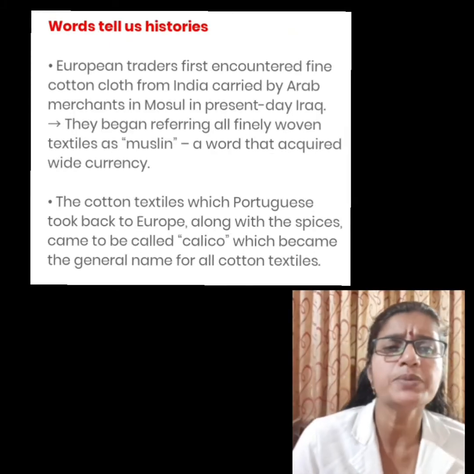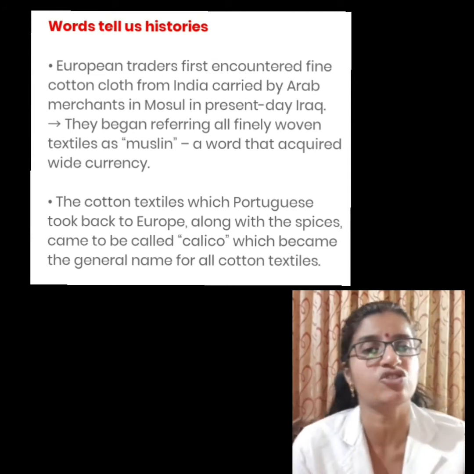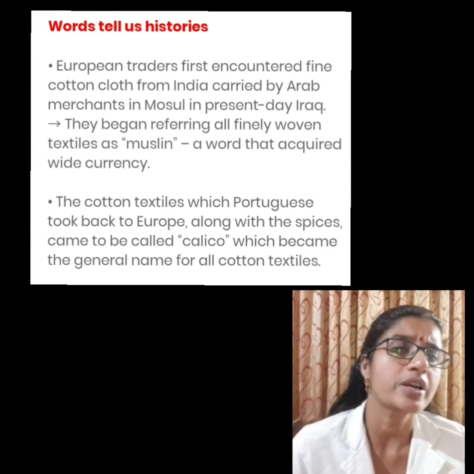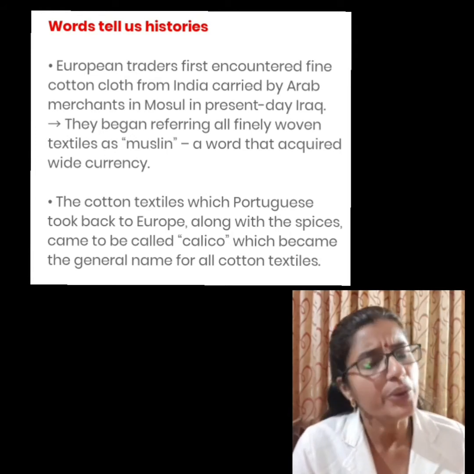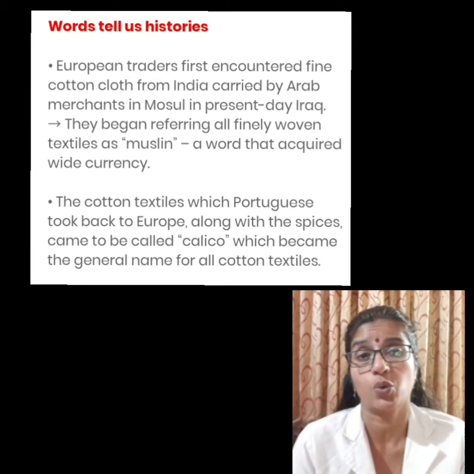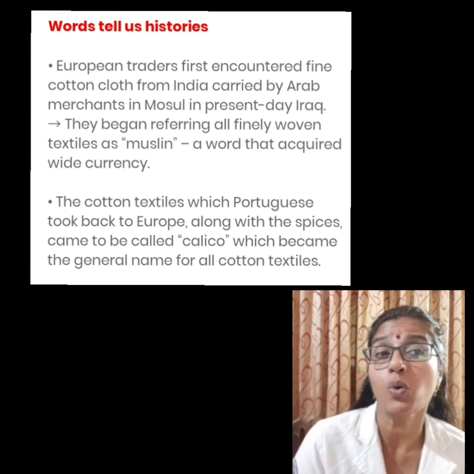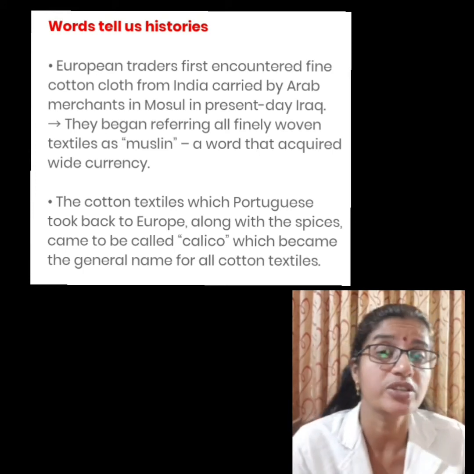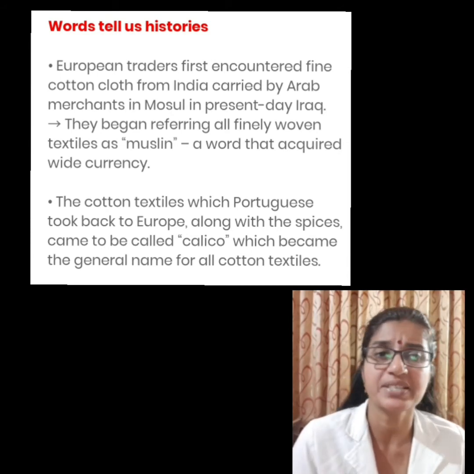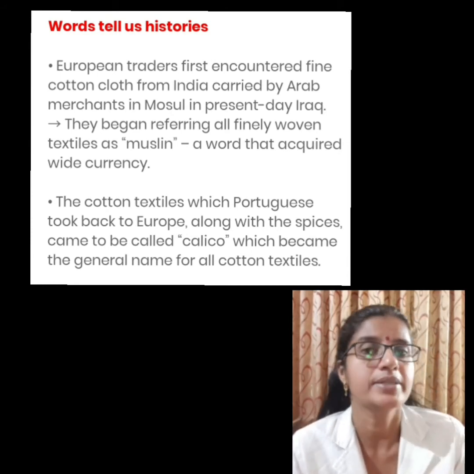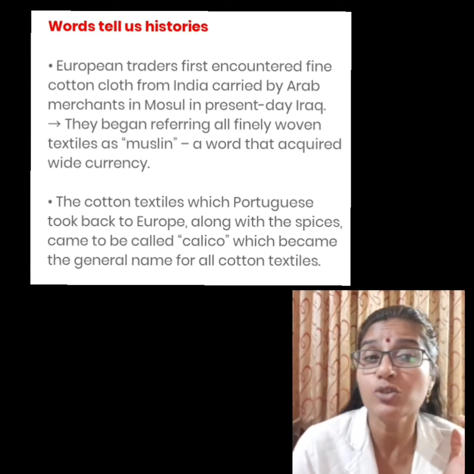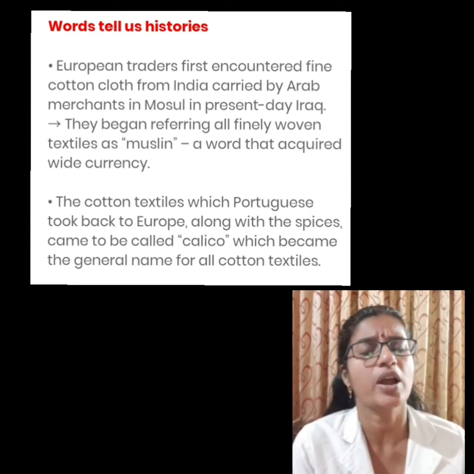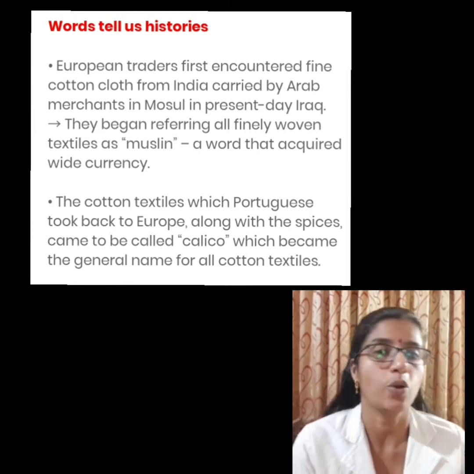Now, names of different Indian textiles tell us about their story. Let's check how was this. European traders first saw the fine cotton cloth from India carried by the Arab merchants in Mosul, that is in present-day Iraq. Hence, the traders began to refer to all finely woven textiles as muslin.